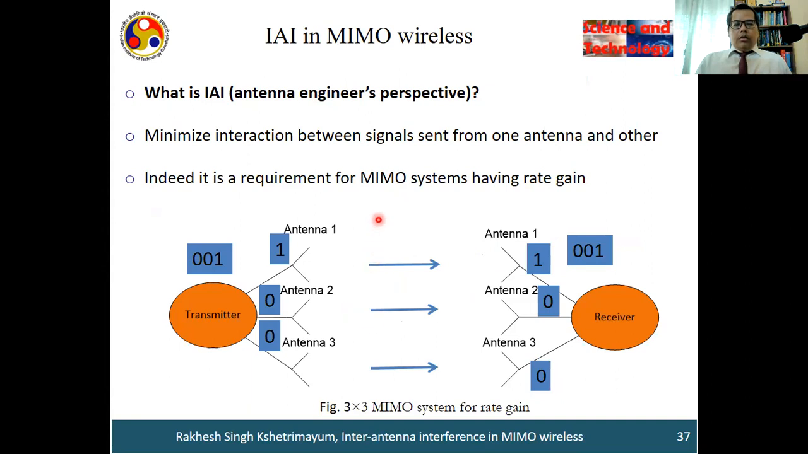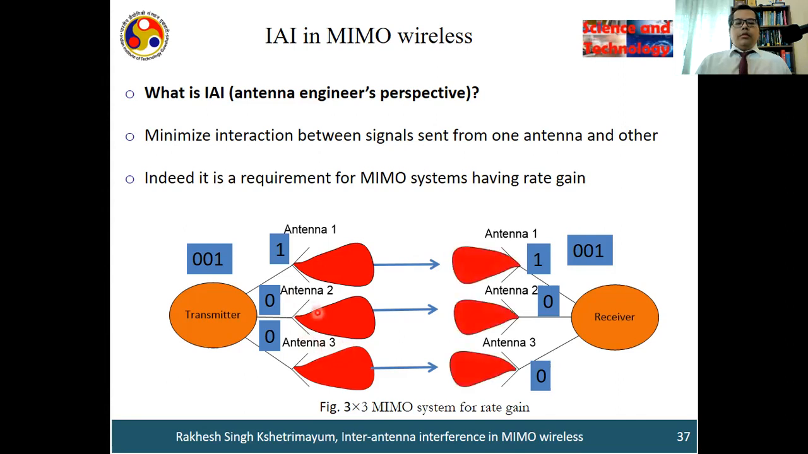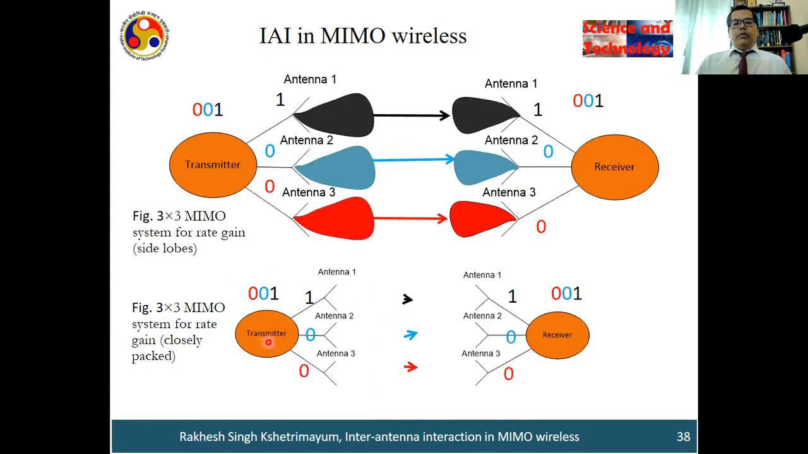Okay. So let us try to see the case of a 3x3 MIMO system for the rate gain. If you have a radiation pattern like this and antennas 1, 2, and 3 are sufficiently far apart, all the channels are going to be independent. So you can simultaneously transfer 1, 0, 0 without any kind of inter-antenna interaction. You'll have a rate gain of 3.